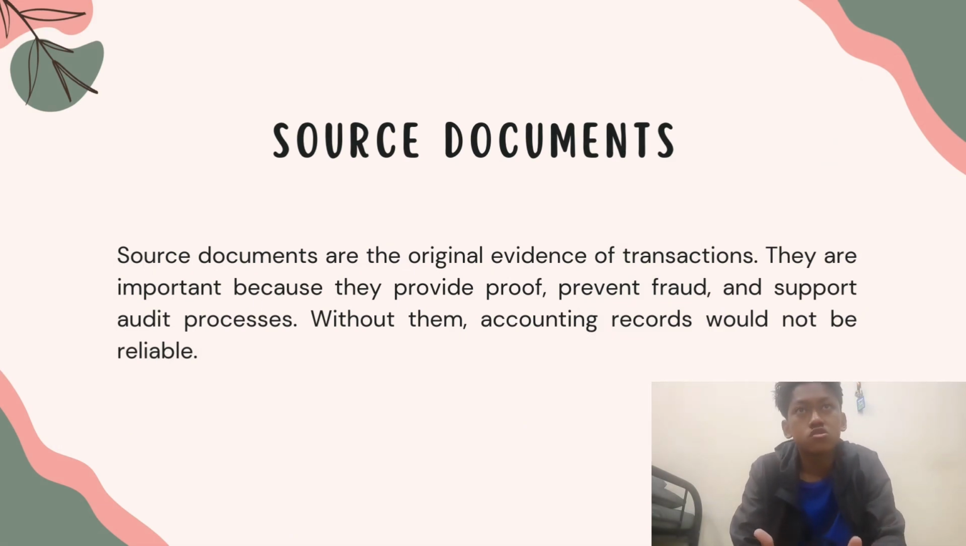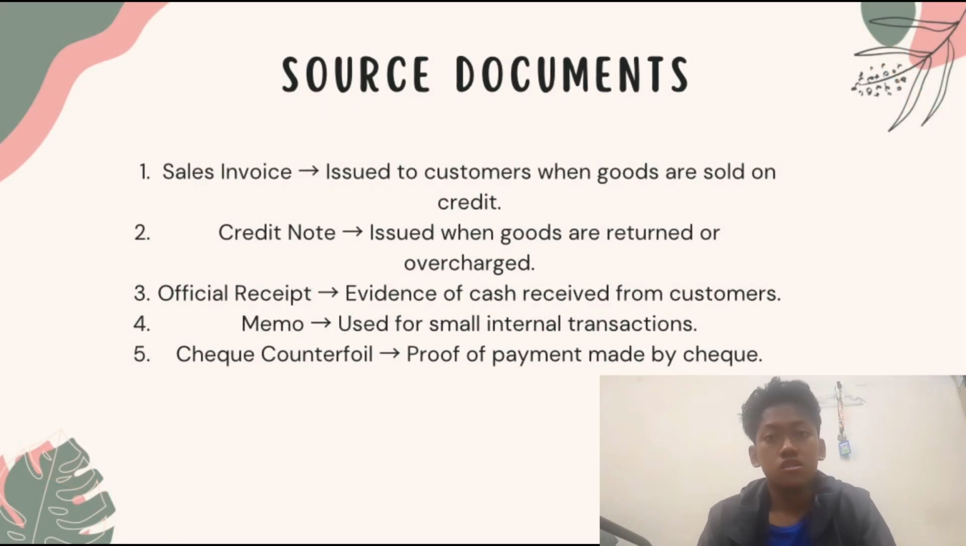Source documents are the original evidence of transactions. They are important because they provide proof, prevent fraud, and support audit processes. Without them, accounting records will not be reliable. These are the source documents used in business transactions: sales invoice, credit note, official receipt, memo, and check counterfoil. A sales invoice is issued to customers when goods are sold on credit. A credit note is issued when goods are returned or overcharged. An official receipt is evidence of cash received from customers. A memo is used for small internal transactions. The check counterfoil is the proof of payment made by check.